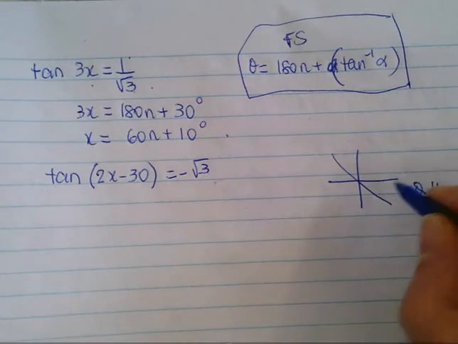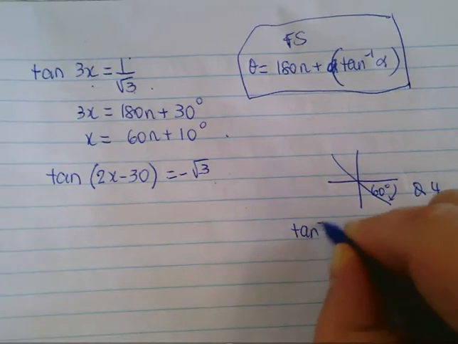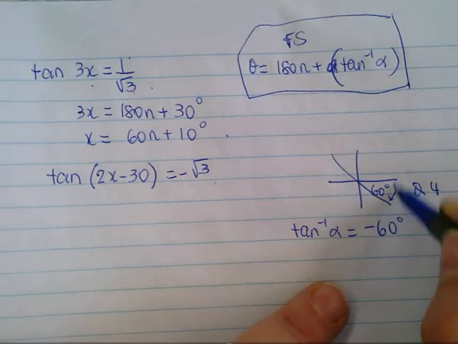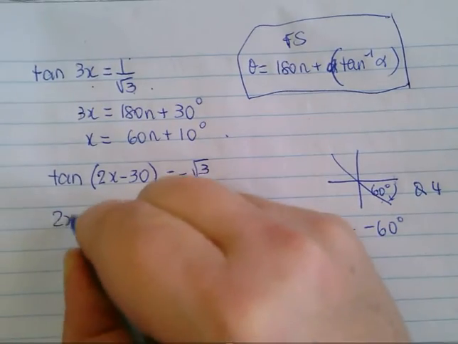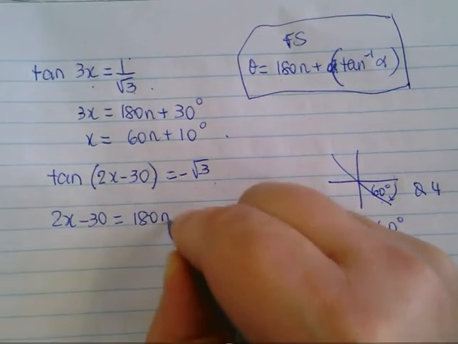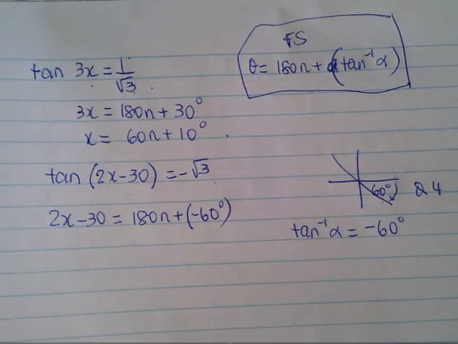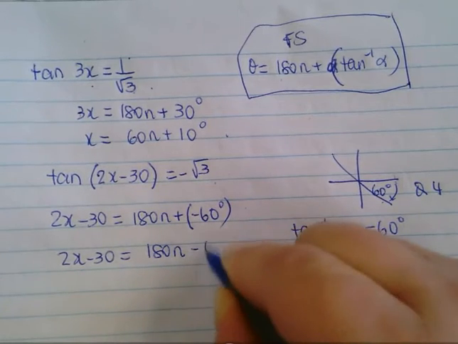And what is the acute angle, by the way? 60. So for our tan to the minus 1 alpha, we have to use negative 60. Okay? How do you get to quadrant 4? It's either negative 60 or positive 300. We want the acute angle. It's got to be negative 60. So instead of writing x, I write what? 2x minus 30 is, using the formula, 180n plus negative 60. You okay with that? So isn't this just 2x minus 30 is 180n minus 60?